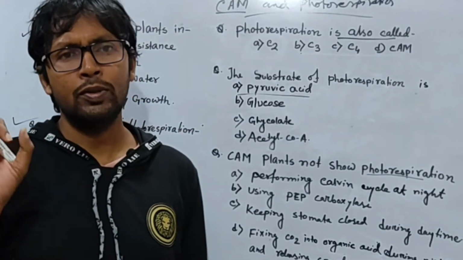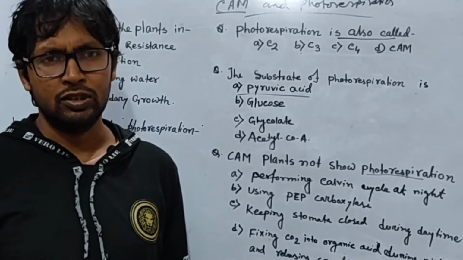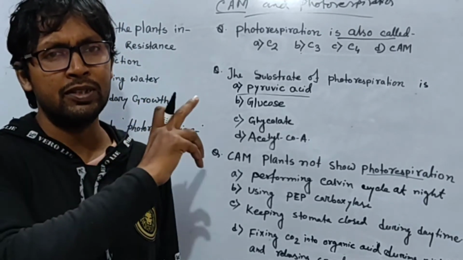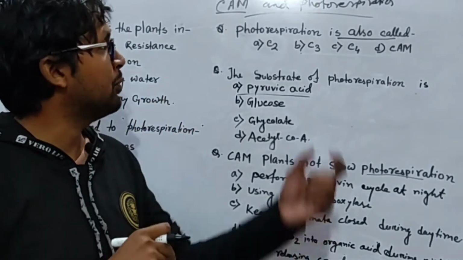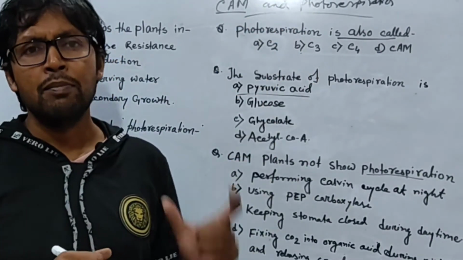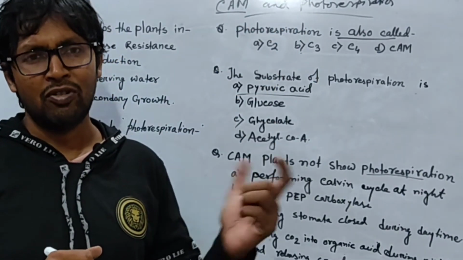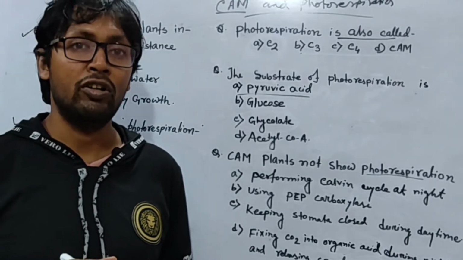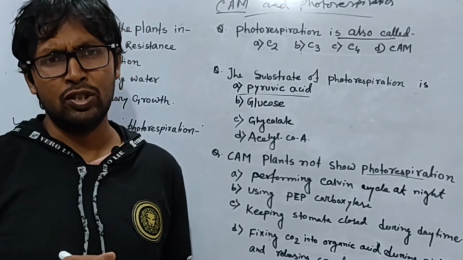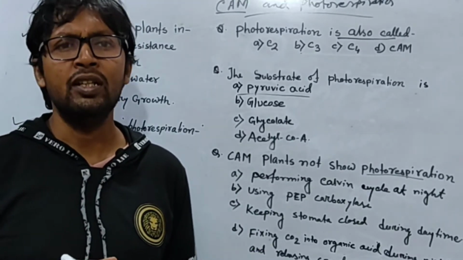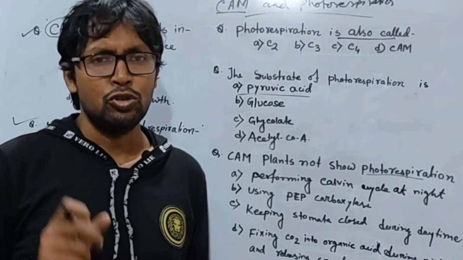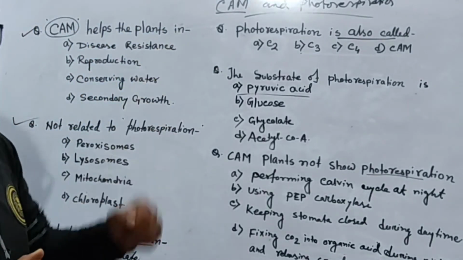Know that out of the photosynthesis questions, more than 30% questions are coming from CAM and photorespiration, 50% questions are coming from C4 alone, and only 20 to 30% questions are coming from the C3 part. So let's start CAM and photorespiration.